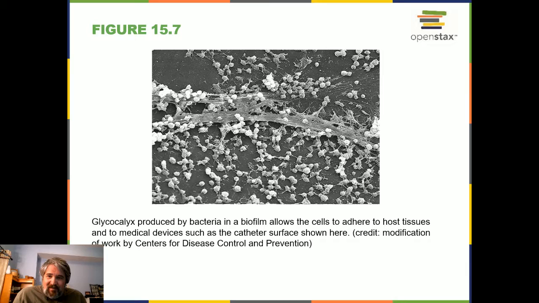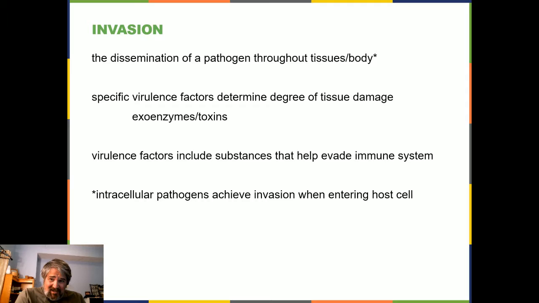Invasion, the ability for the pathogen to disseminate throughout the tissue or body or into the cells. Invasion, when they enter the host cells, the intracellular pathogens do, like the Rickettsia and the Chlamydia I mentioned earlier. So specific virulence factors determine the degree of tissue damage, and they use exoenzymes and toxins to accomplish that. And virulence factors include substances that help evade the immune system.